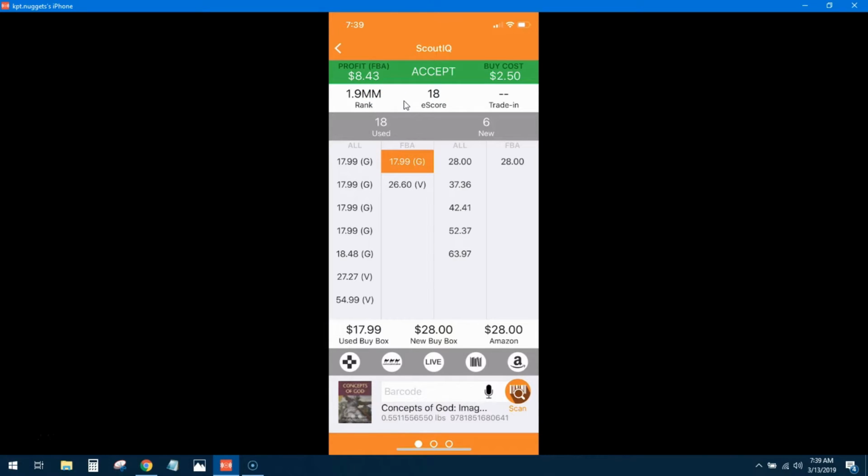The other piece of the puzzle that makes this book worth it is that the lowest overall price is $17.99, and the first FBA price is $17.99. So having those kind of match up, or having this really be higher offers, $17.99, $17.99, $18.48, $27, having these offers in the higher range is exactly the kind of books you want to find and buy on a regular basis. So the first FBA offer is coming at $17.99, used, new is $28. There's also not a ton of competition on this book, so 18 used offers, not bad at all. Overall, this is a good book for me to buy. Rank is not too shabby, e-score is all right, not a lot of offers, and the pricing really does match up. I'm confident that I can sell this book for $17.99.